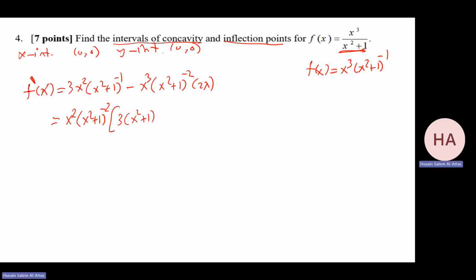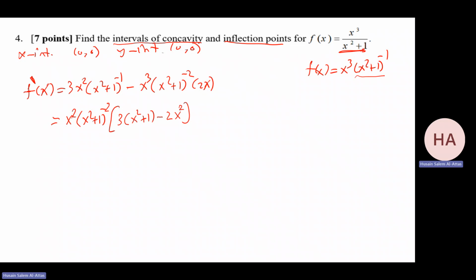Here I have minus 2x, minus 2x squared. Correct? You have 3x squared times this one, minus x cubed times the derivative of this, which is minus (x squared plus 1) to the minus 2 times 2x. So that will give me what now? I took (x squared plus 1) to the power minus 1 as the common factor. I'm just checking: 3 (x squared plus 1).